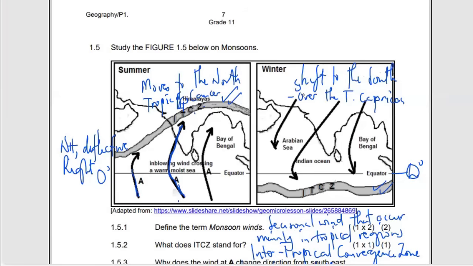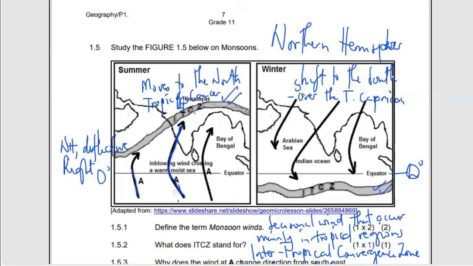Because when the ITCZ is to the north, it means high temperatures are in the north, and that will be winter in the southern hemisphere. But in this instance, our illustration is referring to the northern hemisphere. Don't confuse yourself. That is why we are saying when the sun is over the Tropic of Cancer, it's summer. But you know well that in the southern hemisphere, it is going to be winter.